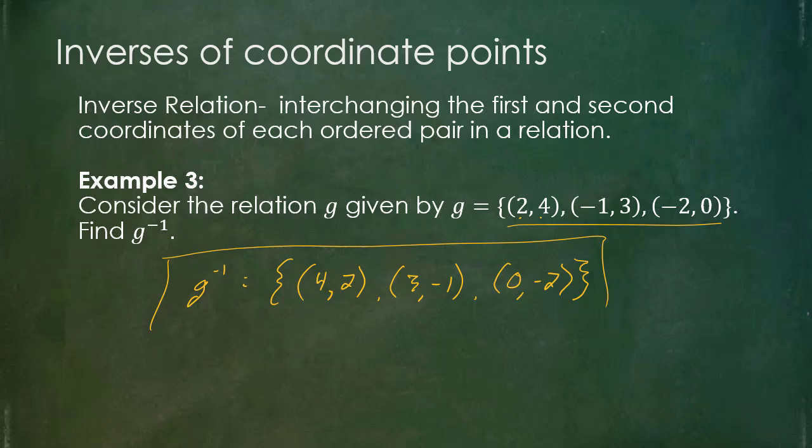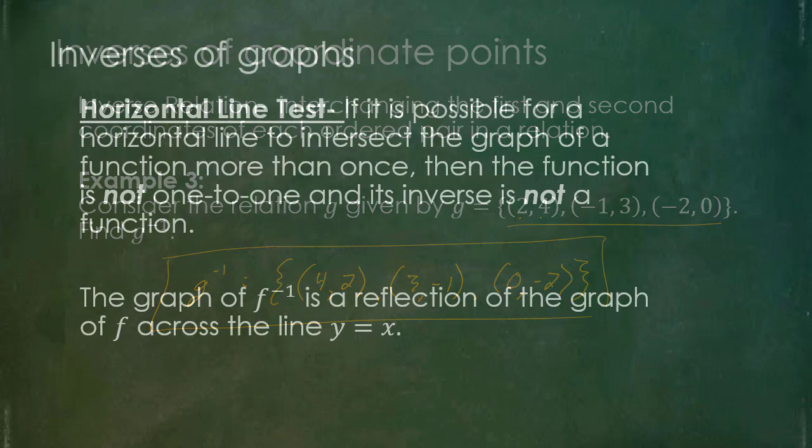So this would be what the inverse for the list of, I guess, those 3 points, or for that G function, would be. This is what that inverse would be. So notice, really all we're doing is just swapping the x's and y's and writing down the new ordered pair.